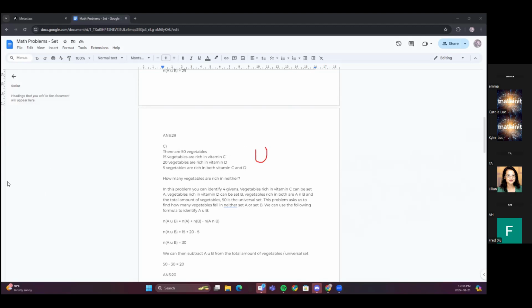We can have set A be the vegetables rich in vitamin C and set B be the set of vegetables rich in vitamin D, and A intersect B is 5. We can once again use the formula of 2 sets to first find how many total vegetables are rich in vitamin C or vitamin D, which is this formula. So I'm just going to plug in the numbers.